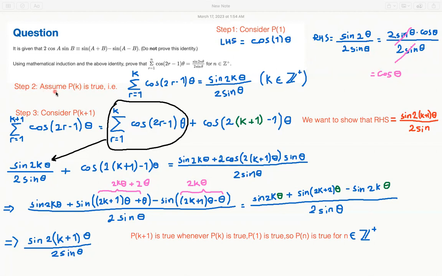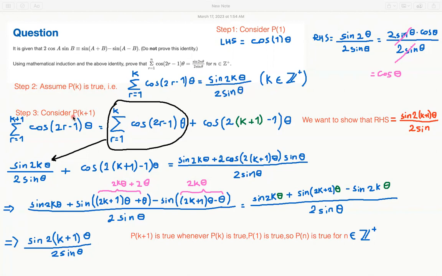Now step 2, assume Pk is true. This is important because I'm going to use this assumption to prove this identity. If Pk is true, it means when n equal to k, this is always going to be true. So I just need to replace n with k. Instead of n, I'm putting k: cos(2r - 1)θ. I didn't change anything in the r, but I change n to k. So sin 2kθ over 2 sin θ. Let's keep this one here, I'm going to use it.